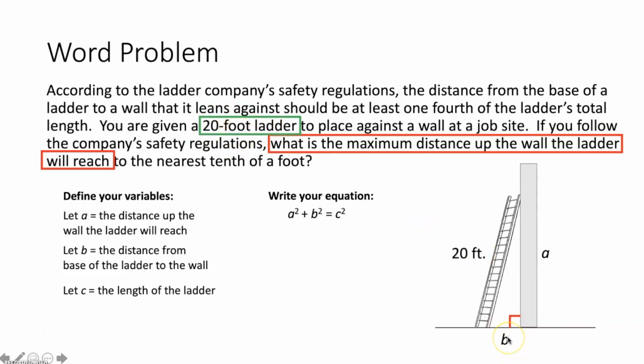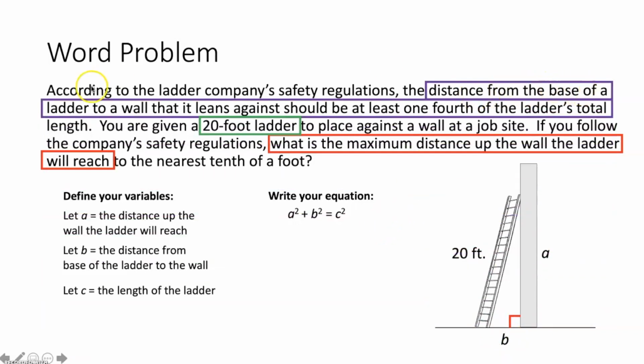What about our B? Well, there were some safety regulations up here that said the distance from the base of the ladder to the wall that it leans against should be at least 1/4 of the ladder's total length. So in this particular instance, since the ladder's total length is 20 feet, if we were to find 1/4 of that length, so either divide it by 4 or multiply it by 1/4, we would get that the minimum distance that the base of the ladder should be away from the wall is equal to 5 feet. So now we have our B and our C, meaning we could solve for A.